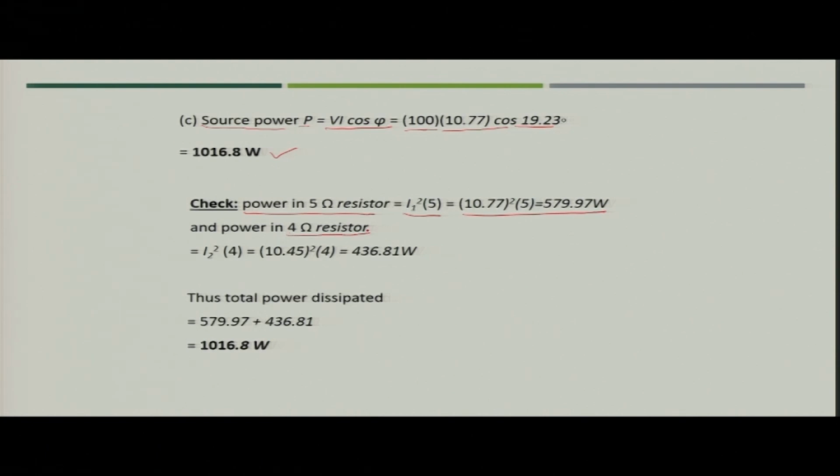Similarly, for the 4 ohm resistor, the power absorbed by the resistor would be I2 square into 4, and that would be 436.81 watt. So, therefore, the total power, you have to just add both of them and you will get the same value as we calculated previously. So, in this way you can cross verify that whatever you have calculated in the previous case is correct.